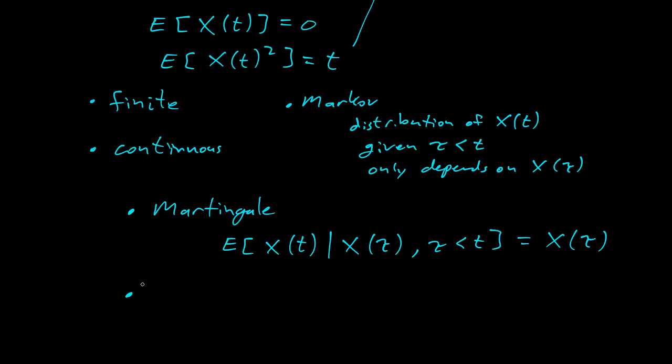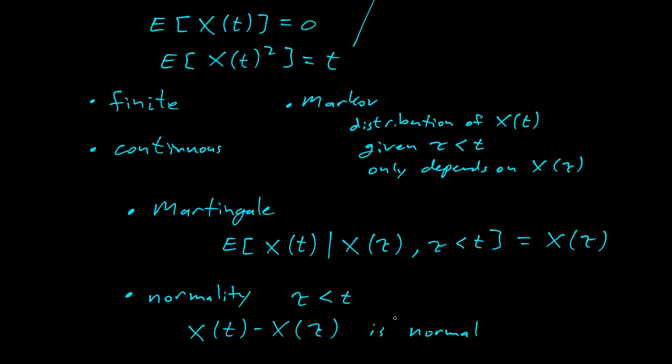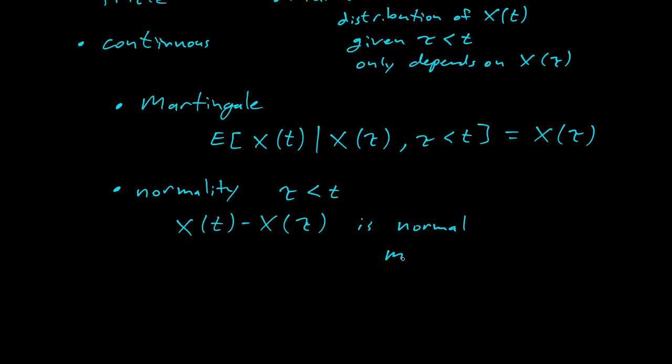And there's another interesting property about the Brownian motion, and that's normality. And that says that for any time tau less than t, x of t minus x of tau is normal. And in particular, it's normal with a mean of 0 and a standard deviation of root t minus tau. And so that's very neat.